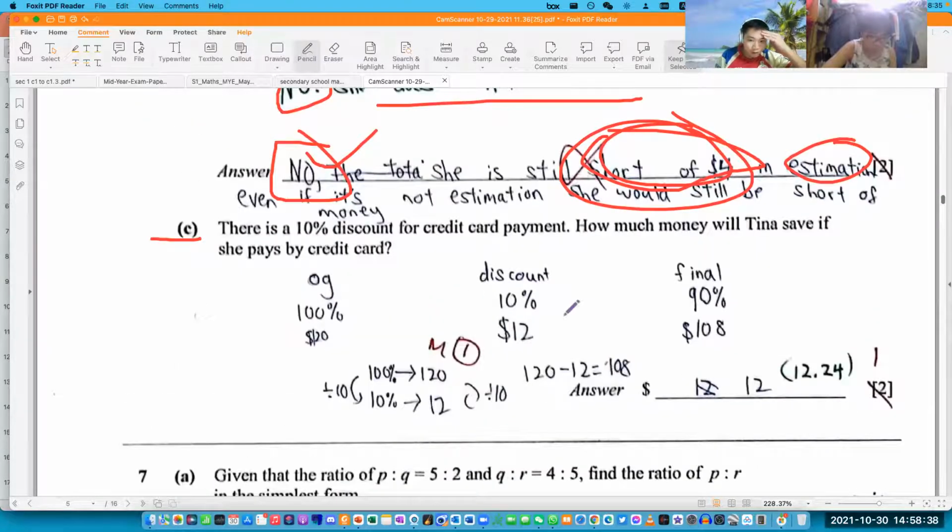Okay, part C, very good. You know why? Discount. Discount is minus. Very good. 为什么 short of 1 mark? Oh, it's because this answer is wrong. It's not 120. I think it's because of that. Yeah, it should be. Hold on.